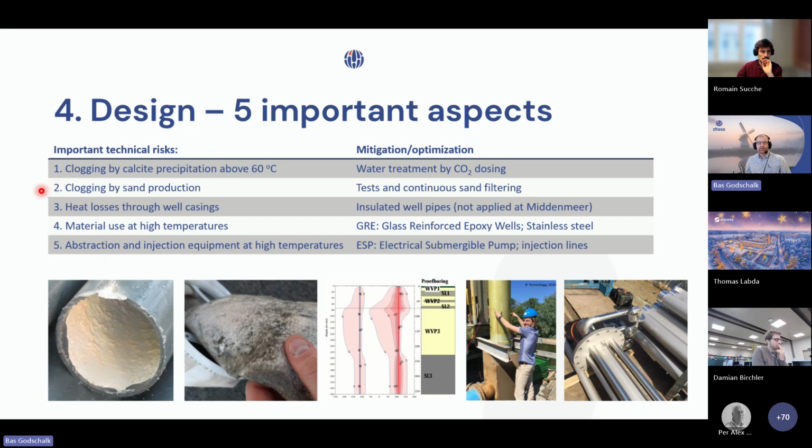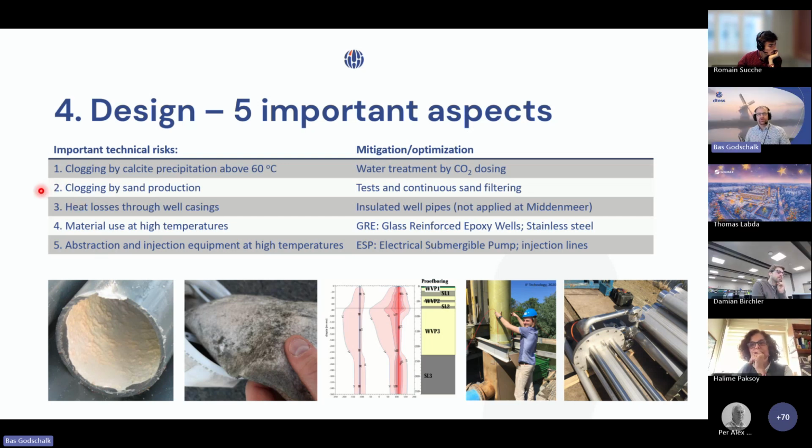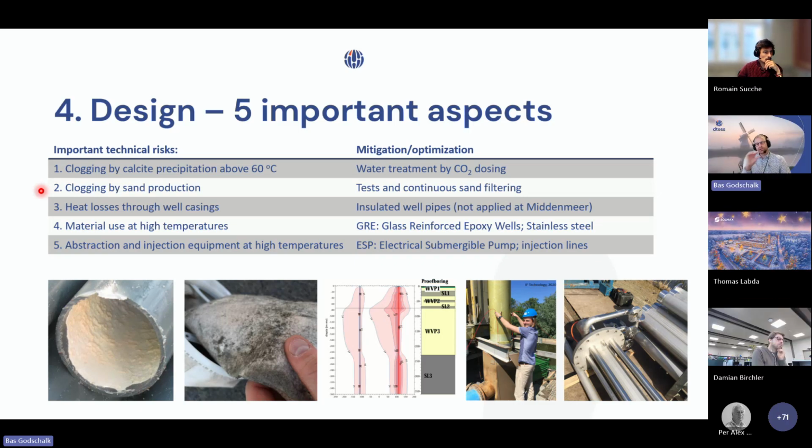The second important aspect for the Middenmeer project was the risk of clogging by sand production, because we had a very small layer, so we exceeded the norms a little bit, and we abstract with a higher flow rate than we normally do for ATES projects, because we needed more capacity. And therefore, we had a continuous sand filtering system. Here you see some of the examples. That was in the early beginnings, so that's not normal, for preventing clogging by sand.